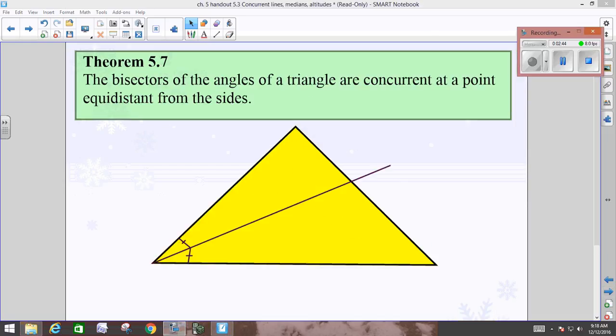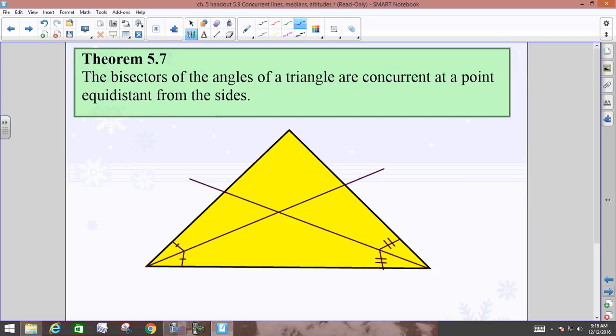From 5-7 then, it says the bisectors of the angles of a triangle are concurrent at a point equidistant from the sides. So here's one angle bisector. I'm cutting angle, we'll call it angle A, in half. Here's the second one. We'll say that's angle C. It's bisecting angle C. And then I could draw in a third angle bisector at B.